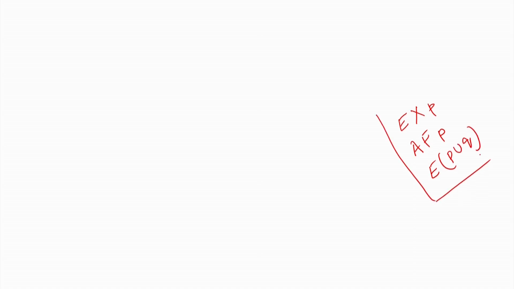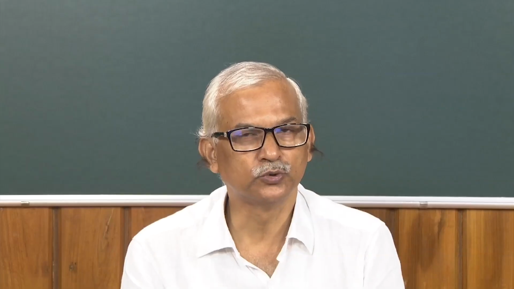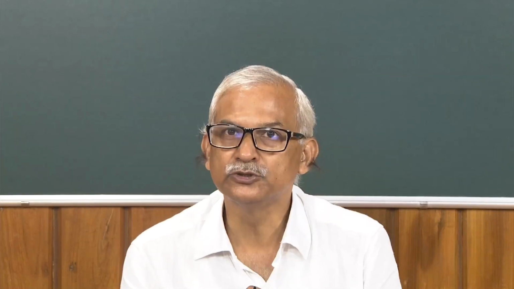Now, what happens? We have seen these things for EX p, AF p and E p until q, and we know that if we have an implementation of these three operators, then other operators can be written with respect to these three operators. So, now we have a method where we have used the BDDs to find the set of states where a given CTL formula is true.